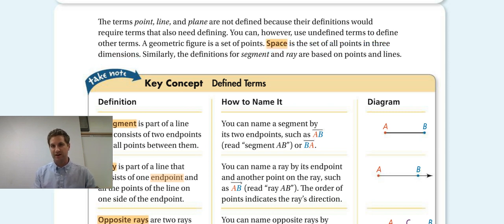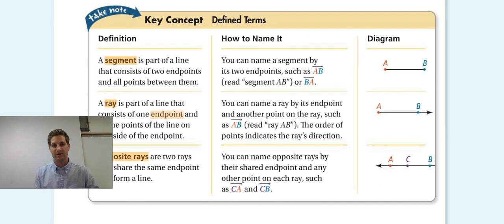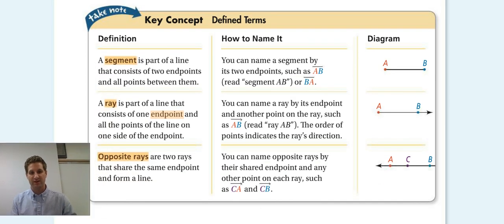What I do want you to write down is the following box right here. So these are definitely very important, so you want to write down this whole box. So go ahead and pause it, write it down. Okay, so we'll go over these real quick. A segment is kind of like a line, but it has 2 endpoints. It doesn't go on infinitely in both directions.